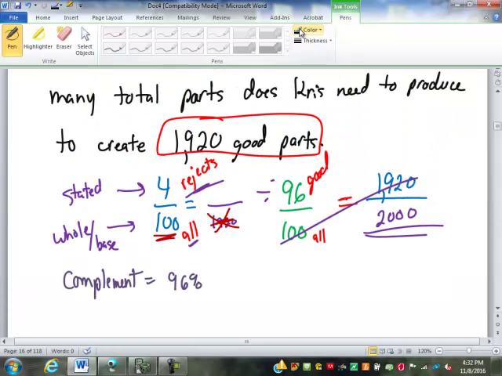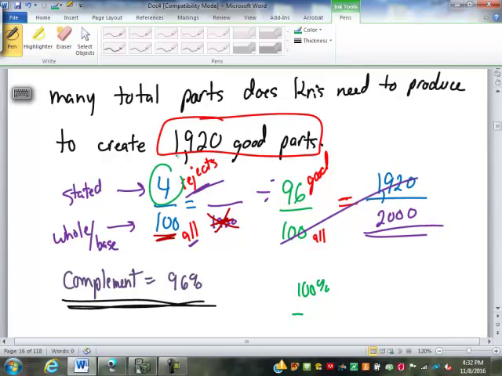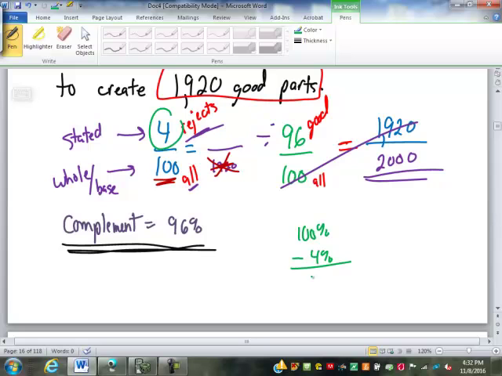So in this last problem here, we saw this idea of a complement. That complement was 100% minus the percent that we were given in the problem, which was the 4%, to get what was left over, 96%. And this actually happens quite a bit. It's called a percent decrease problem, or sometimes called a discount problem.